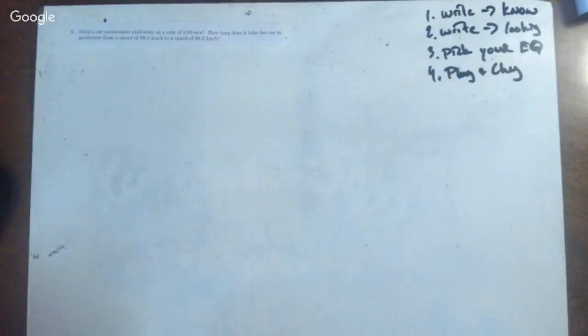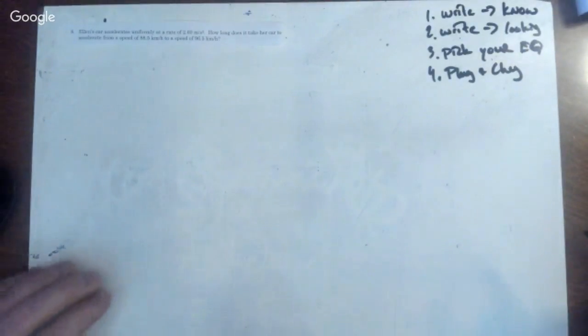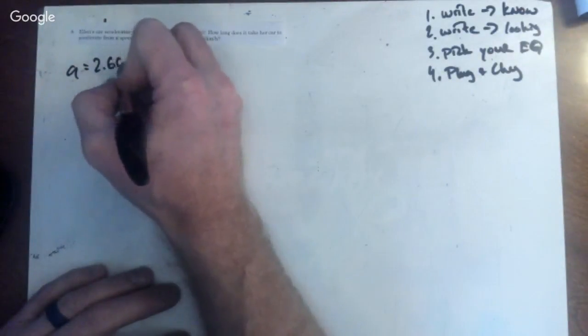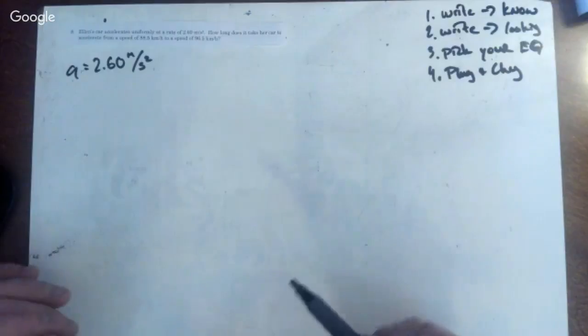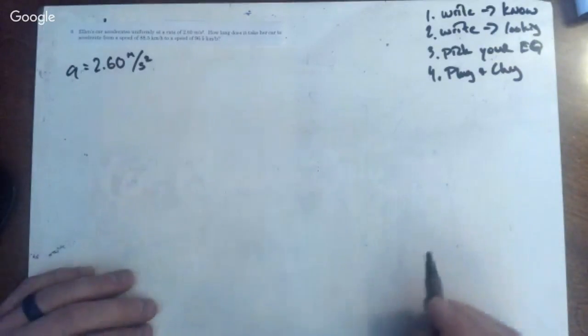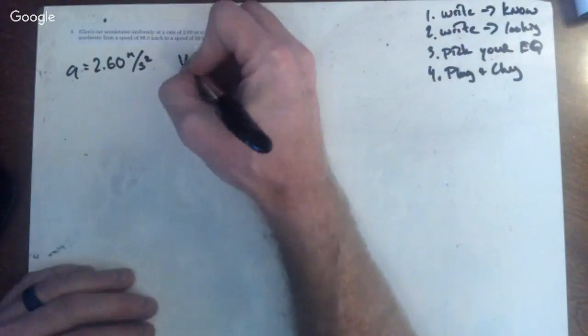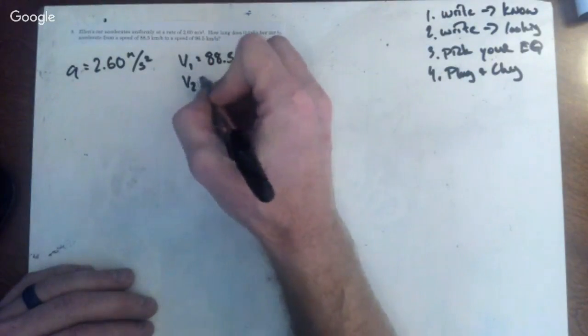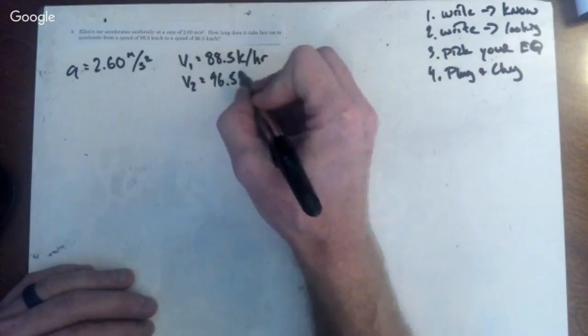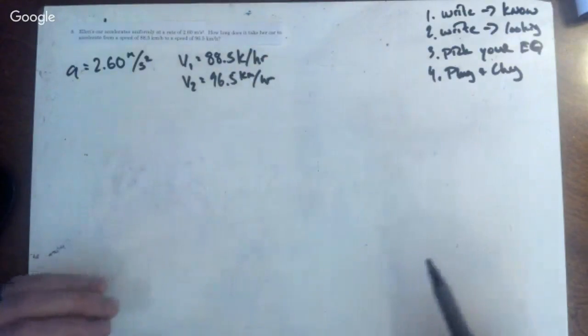Okay, so let's take a look at this problem one more time and apply our 4 steps. Ellen's car accelerates uniformly at a rate of 2.6 meters per second squared. Right off the bat, I can tell that is an acceleration. First, it says so, but also it's in units of meters per second squared. That's always going to be an acceleration. How long does it take her car to accelerate from a speed? So we have our initial velocity, 88.5 k per hour, to a speed. So we have a second speed of 96.5 k per hour.